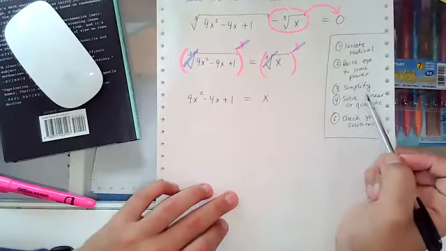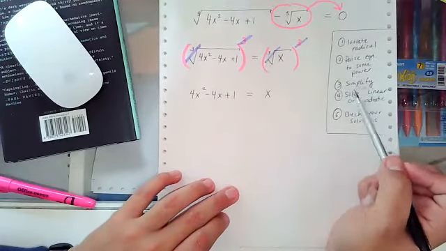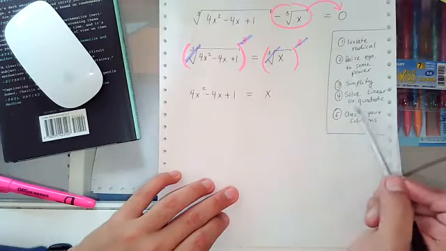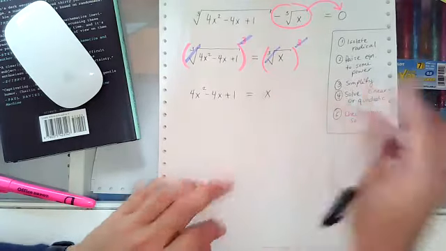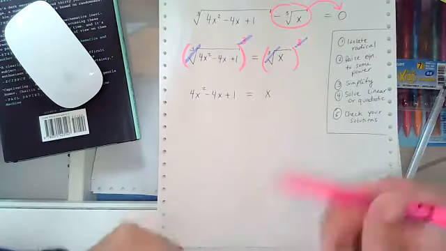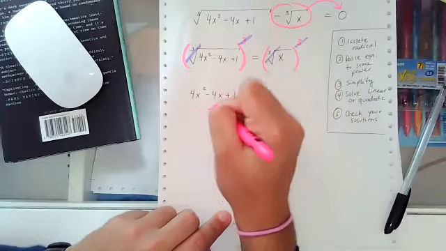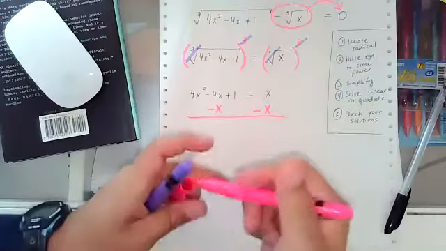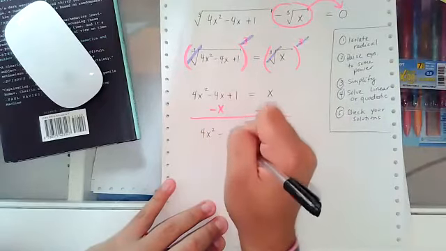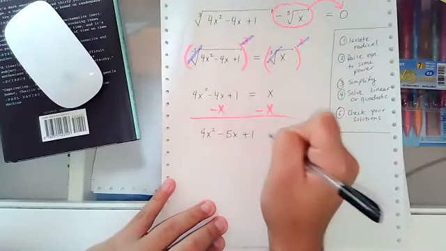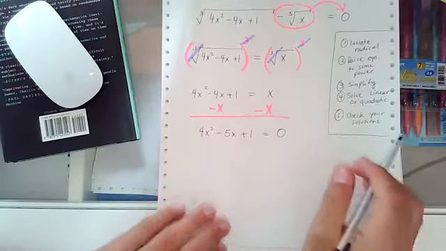Well, here, there's nothing really to simplify in this particular problem, except that this is beginning to look like a quadratic equation. So we need to solve this the way we solve quadratics. And the first thing I might need to do is get that into standard form by subtracting this x over here. Keep this as 4x squared minus 5x plus 1, and that's equal to 0 now since these x's canceled out.